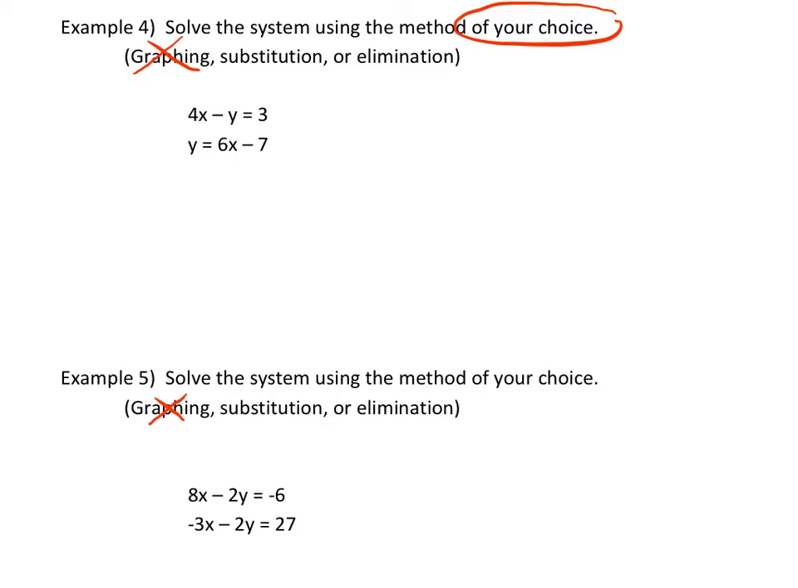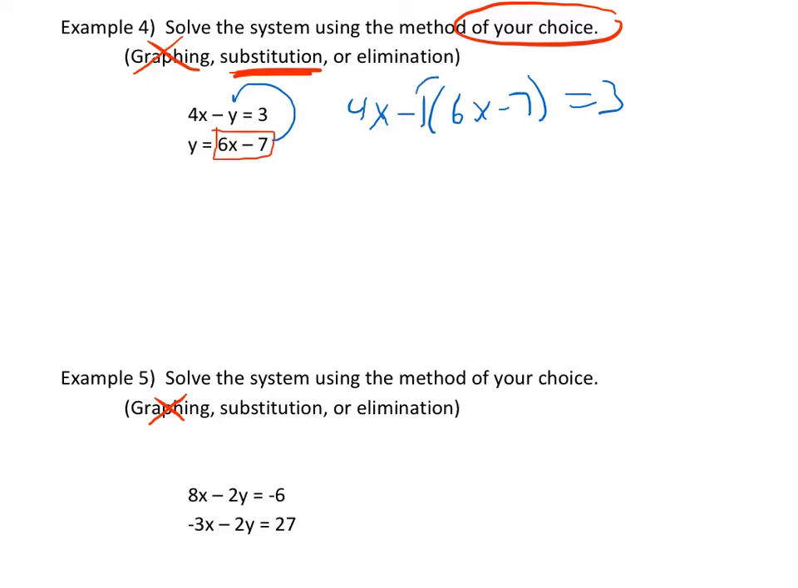Now notice that the first one has a variable solved for already. Since you have one of the equations solved for a variable, substitution would be the preference. So we would take 6x minus 7 and plug that into the y position. And that would give us 4x minus parentheses 6x minus 7 equals 3.